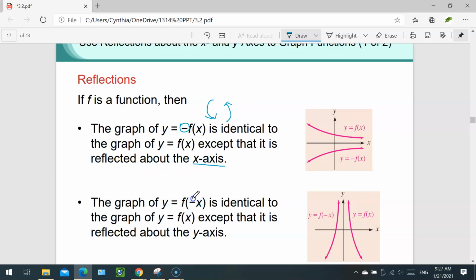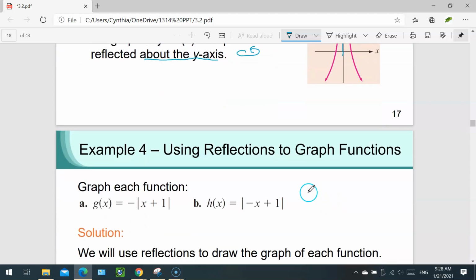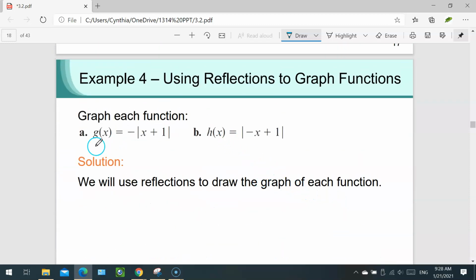When the negative sign is inside of the parentheses, that means you deal with the graph reflection about the y-axis. That means it goes left or right. So outside negative sign is upside down. Inside negative sign is go left or go right along the y-axis. So we take a look at an example.